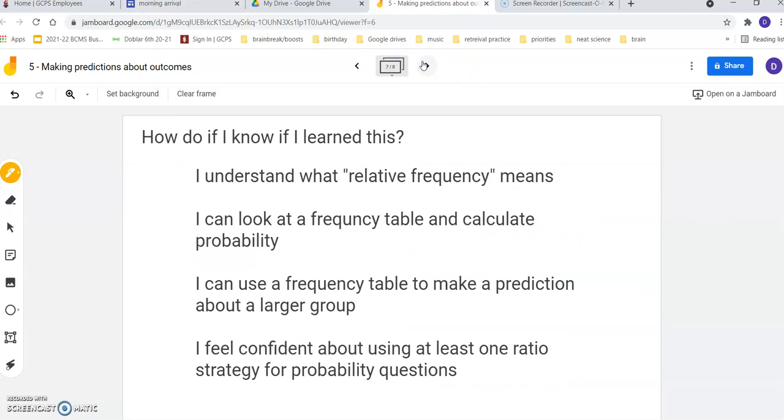I always ask you at the end, if you feel like you've got this, you're good to go. If you don't, watch the video again. Well, how do you know if you feel like you learned this? So some things to ask yourself now. Do you feel like you understand what relative frequency means? Do you think you could look at a frequency table and calculate probability? Can you use a frequency table to make a prediction about a larger group? And do you feel confident about using at least one ratio strategy for probability questions? I use the proportion strategy, though if you prefer another, totally fine.